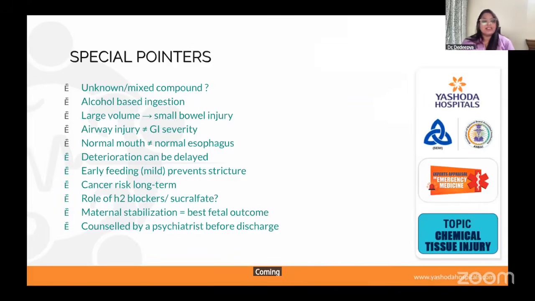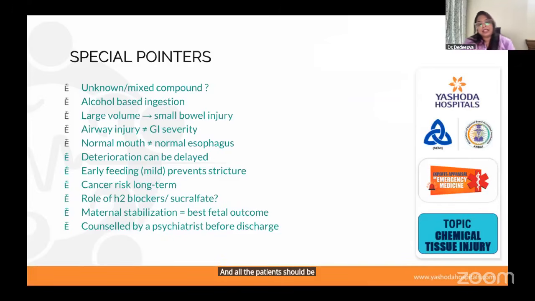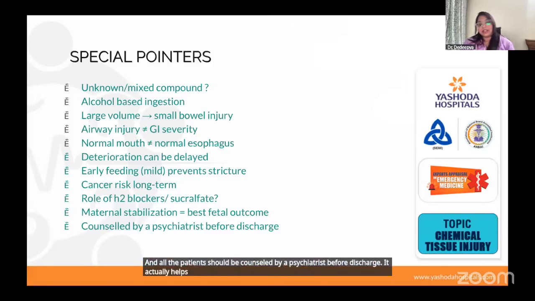Coming to pregnancy, where rarely you see a pregnant woman ingesting corrosives and coming, always you stabilize the mother, the fetus also has a better outcome. So always treat the mom aggressively so the fetal outcome is better. And all the patients should be counseled by a psychiatrist before discharge. It actually helps prevent further future attempts and address the underlying cause.